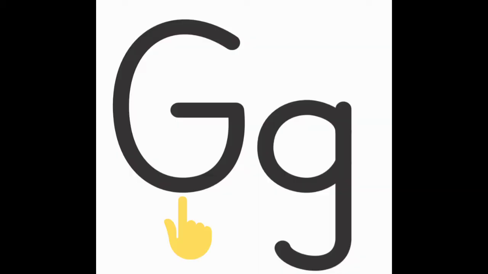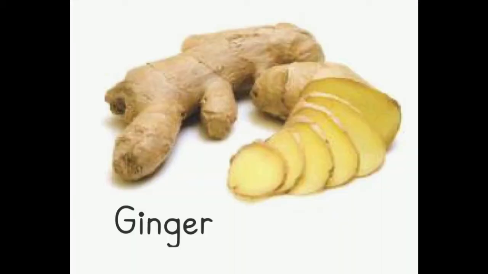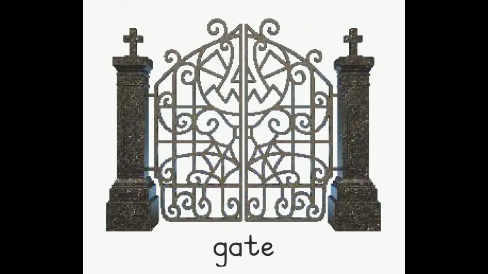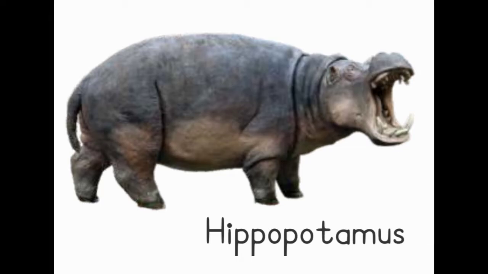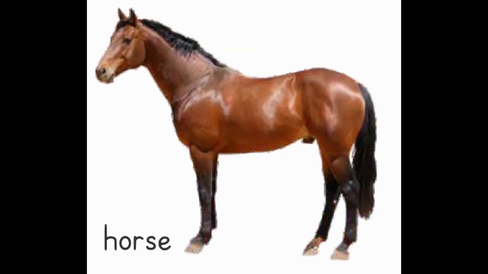Alphabet G, capital G, small g. G says G. G for ginger. G for gate. Alphabet H, capital H, small h. H says H. H for hippopotamus. H for horse.